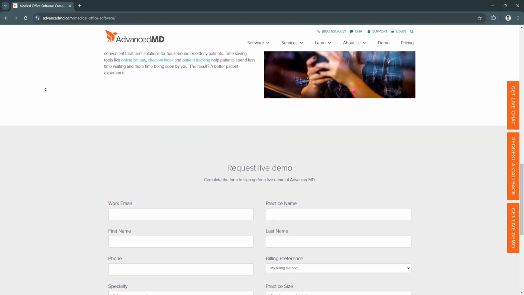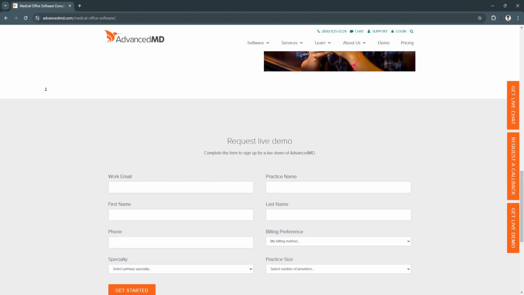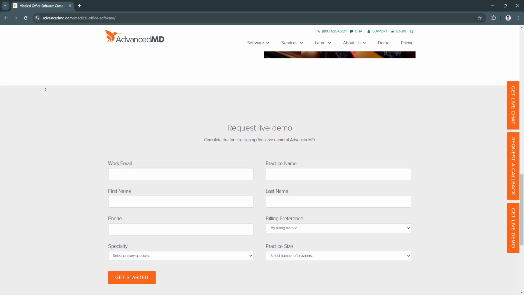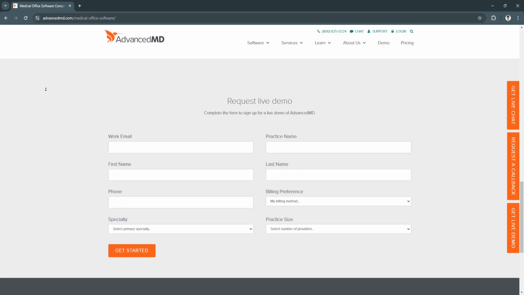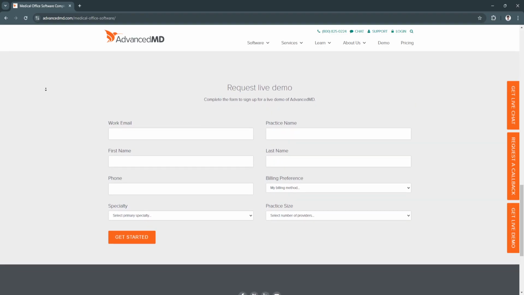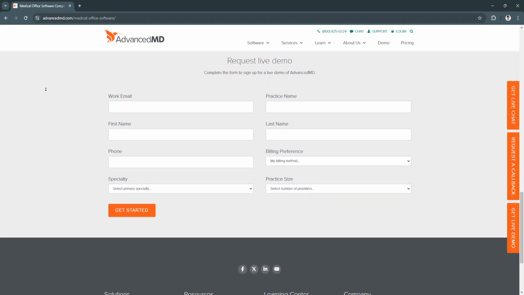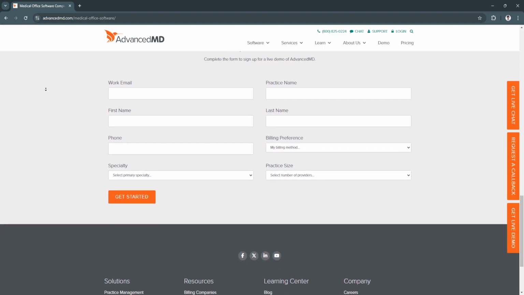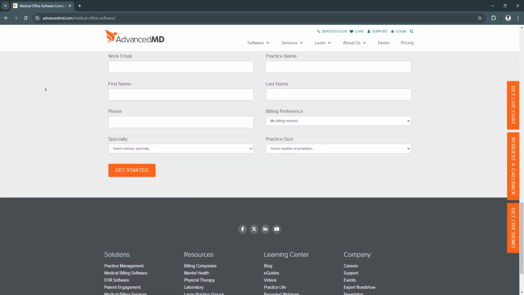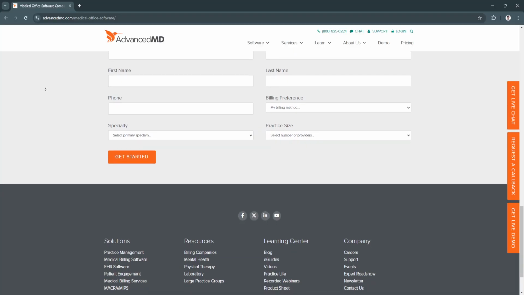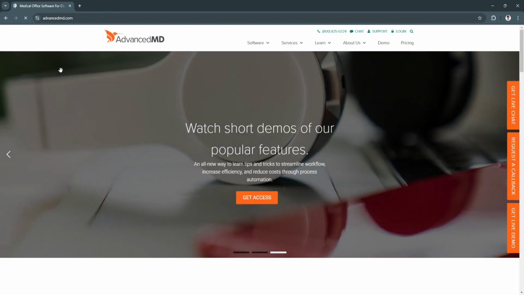Another key feature is task and workflow management. AdvancedMD's task management features help organize daily activities by setting reminders, delegating tasks, and tracking progress on various administrative and clinical tasks. With centralized task management, practices can reduce communication delays, ensure that essential tasks are completed on time, and create a more organized working environment for staff members.